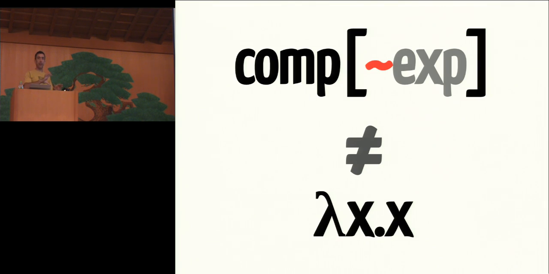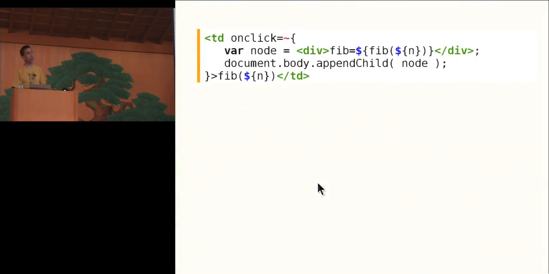In this simple example, you might have the impression that compiling something inside a tilde expression is just the identity function. But this is a false impression, because there is no restriction on the language you can use inside the tilde expression. In particular, inside the tilde, you may use JavaScript expressions, but you may also use Hopjs expressions. So in this example, in my tilde expression, I use a div tag, and this has to be compiled away at some moment by the Hopjs compiler.